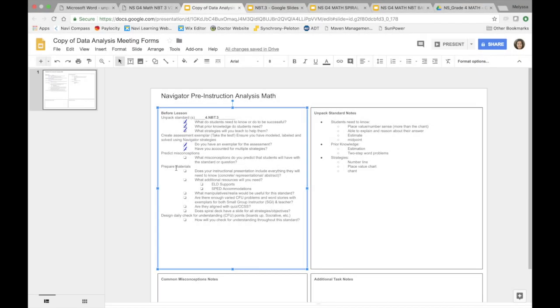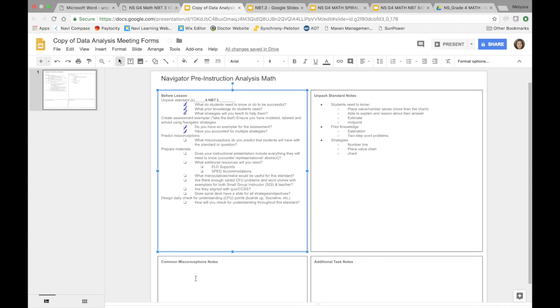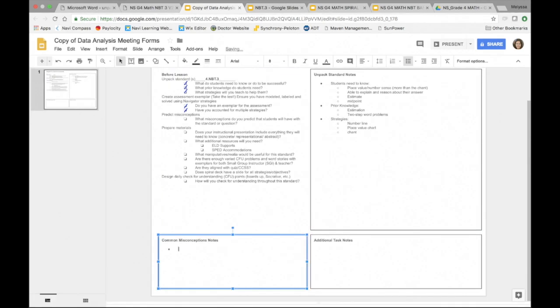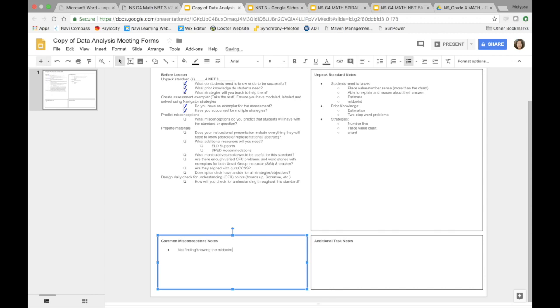Predicted misconceptions. There were some predicted misconceptions that I saw as I created the exemplar. First of all, just going through the questions in the quiz, locating the midpoint could be tricky. So I'm going to put that on here, that a misconception could be not finding or knowing the midpoint.